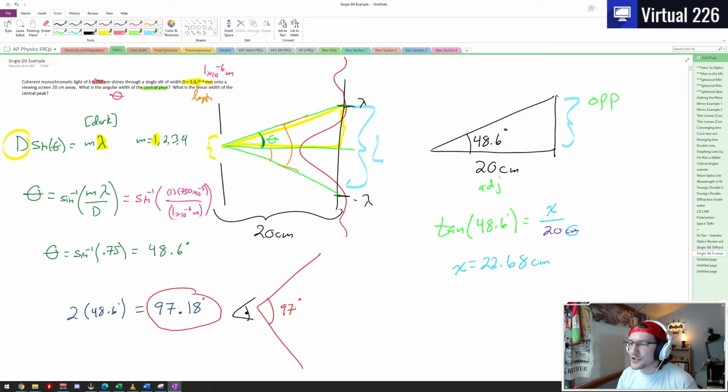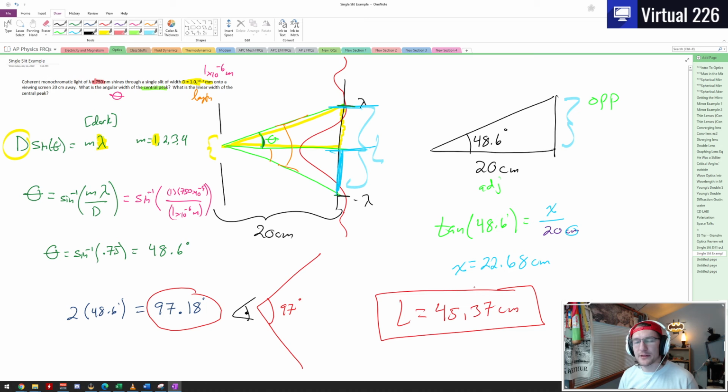And then if we know that just this upper triangle is 22.68, we know the bottom triangle down here has to be the same amount. So we can just double this. And we'll find that the full value of L that we're looking for is just, what is that? 45 point something something. 45.37 centimeters. And this is the linear width of our central peak. So that's how we can go ahead and define what our central peak is.